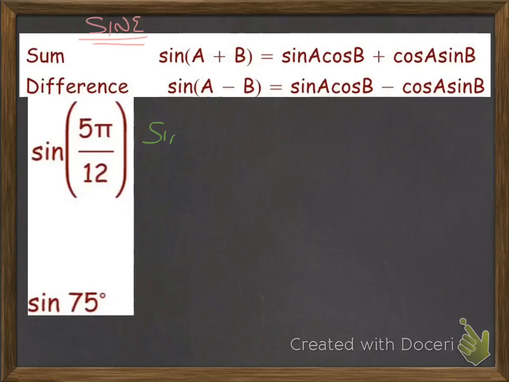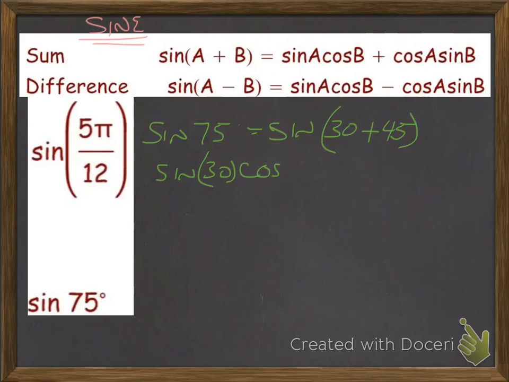When I'm doing the sine of 75, I can split that into the sine of 30 plus 45, and that's going to change to sine of 30 times cosine of 45 plus cosine of 30 times sine of 45.